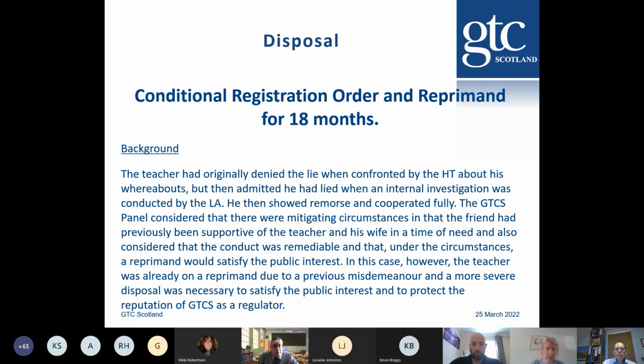The conditional registration order can be a great tool here, as it allows conditions to be placed against the teacher's or lecturer's registration that are designed to address the specific conduct. In this case, the conditions of the conditional registration order involve the teacher preparing a personal development plan, which set out proposals for avoiding dishonest behaviour in future, and the teacher submitting three reflective pieces to GTC Scotland over the next three school terms, addressing his previous dishonest behaviour and what he'd learnt from it. Next scenario.